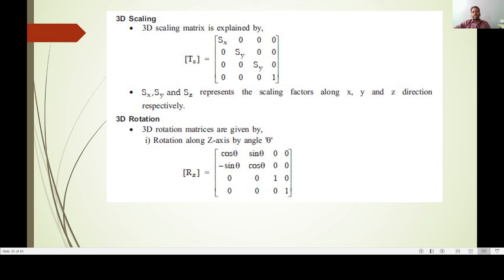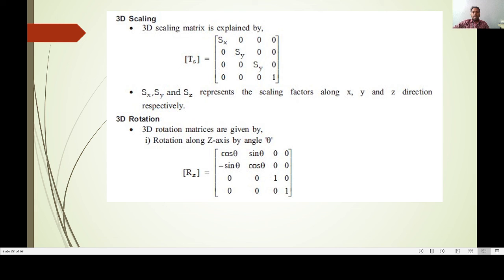Next, 3D scaling of an object. The scaling factors are defined by first taking a 3 cross 3 matrix. The diagonals are Sx, Sy and Sz. Then the other elements are 0 except the final diagonal as 1. So Sx, Sy and Sz represent the scaling factors along the x, y and z directions.